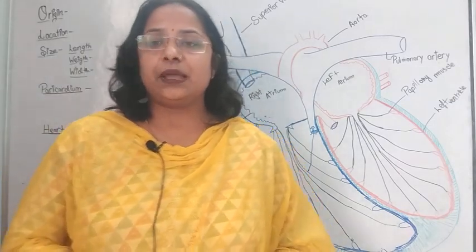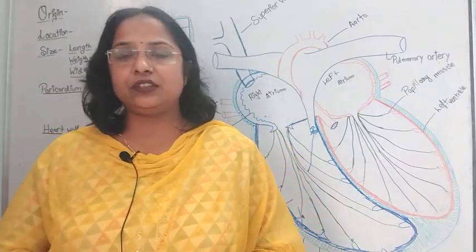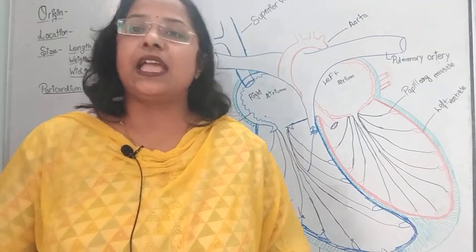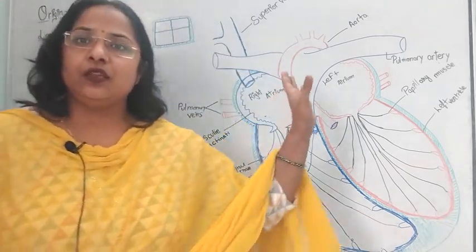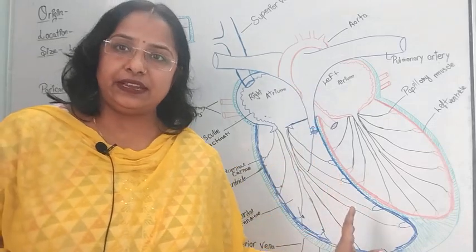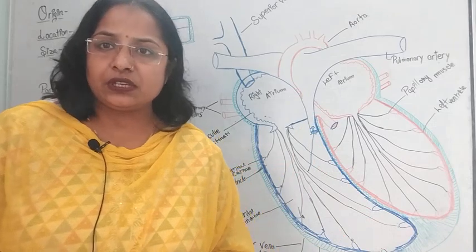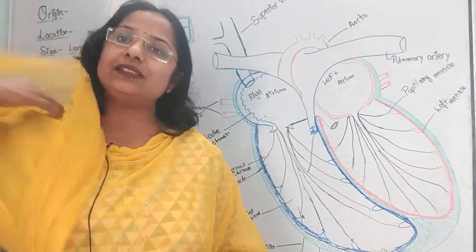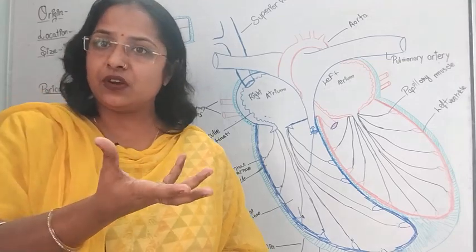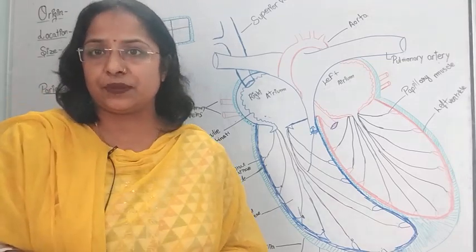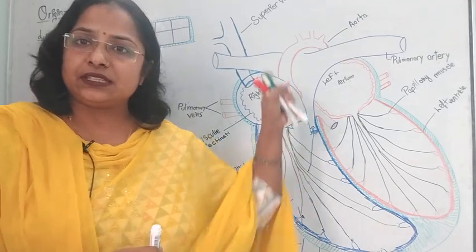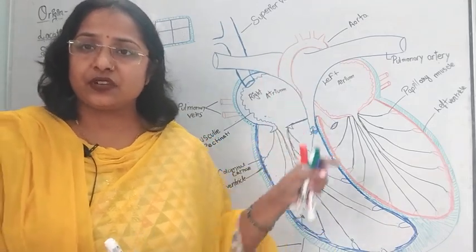Hello friends, I am here to represent the internal structure of the human heart. As we all know, the human heart is a very delicate organ and it shows a unique feature. What is the unique feature of the heart? That is continuous rhythmic contraction and relaxation. So now let's start the human heart structure.